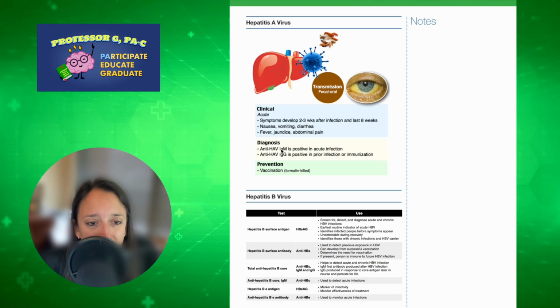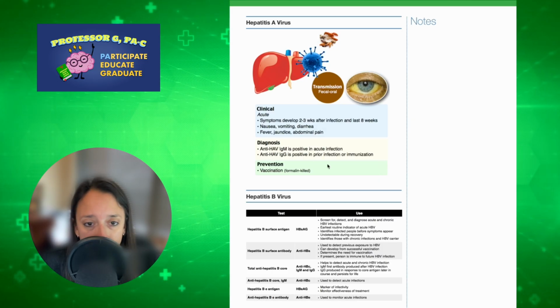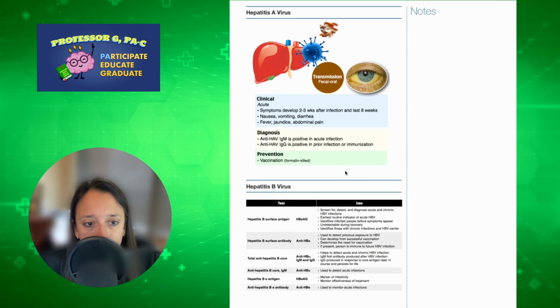IgM, I think of as immediate, IgM immediate. So it's going to be positive in the acute infection. And then IgG is positive after we've overcome the infection or we've been immunized.